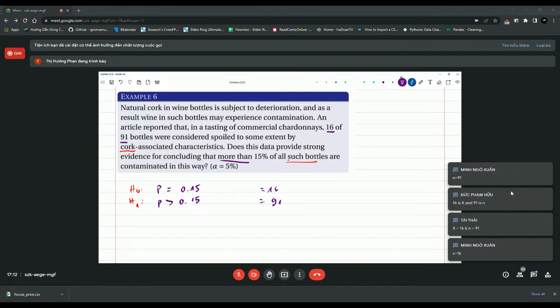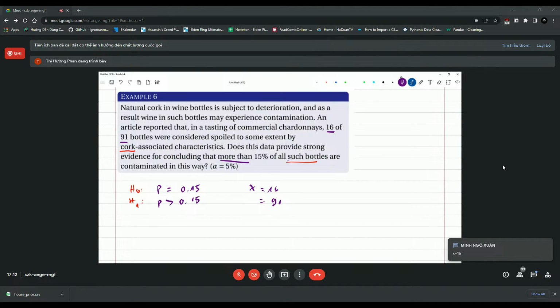Very good. 16 indicates the number of our interesting events in the sample of n elements. Hence, if we have s and n, we can have p hat equals s over n equals 16 over 91.